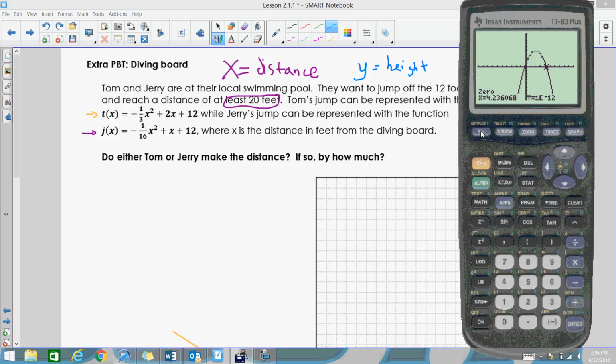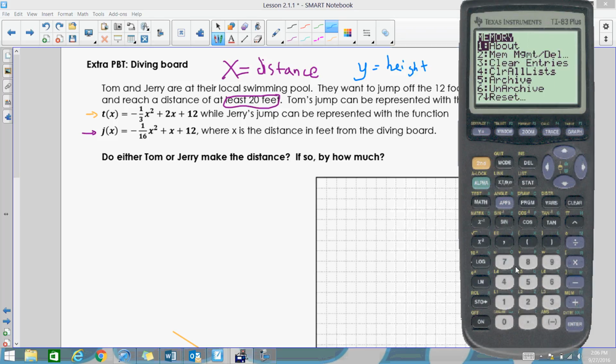What we can do, all right, in your calculator, go second plus 712, and we actually can type in all these equations. Type them in one at a time, all right? So I'm going to go parentheses. Now, remember, anytime you put a fraction in your calculator, you got to put parentheses. So parentheses 1/3 x squared, all right, plus 2x plus 12. Now, this is your Tom jump. So we want to see, does each one make it? Let's see. So here we go, graph.